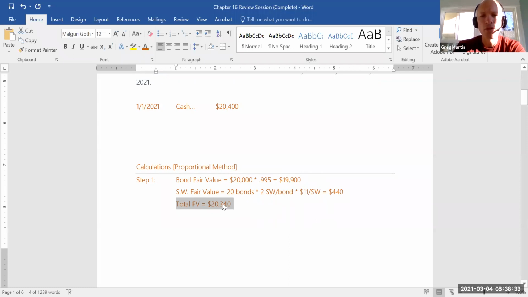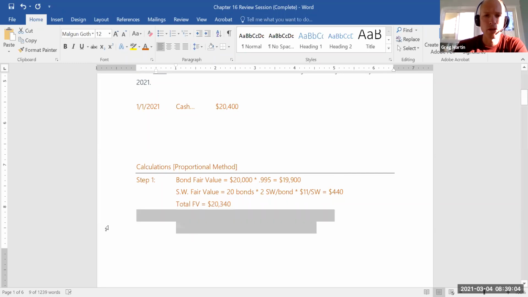Now, if these two estimates had perfectly captured this issuance, then the cash that we would have raised would have been exactly $20,340. But you can see that it was not. The cash that we raised was more. What that tells us is that the bond and the stock warrants, these estimates, while good, weren't exactly perfect for this transaction. And so that second step basically makes a correction for that.